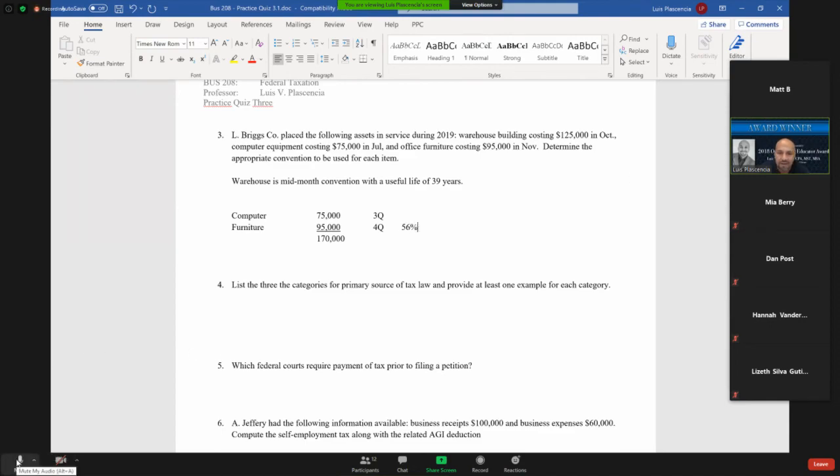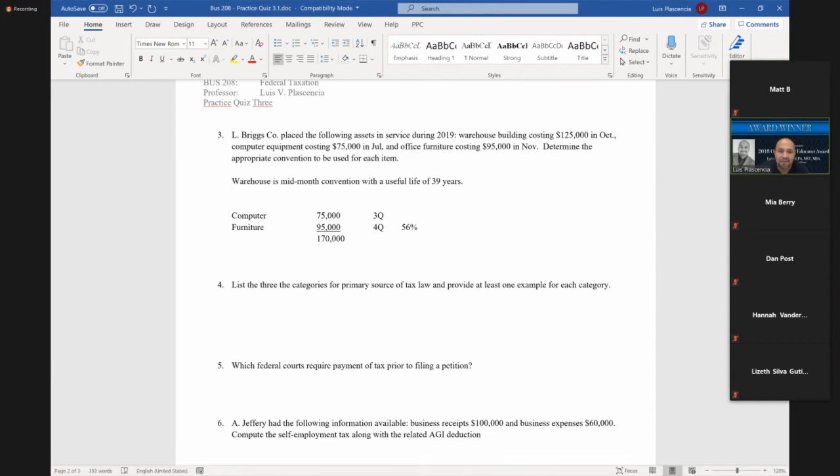56%. So what does that mean? If 56% is in the last quarter, I know there was a rule. If over X of personal property assets are placed in the last quarter, what convention are we going to use? Mid-quarter, right? Again, 40% is the rule. Make sure you understand that because that's something that I will ask you questions on.